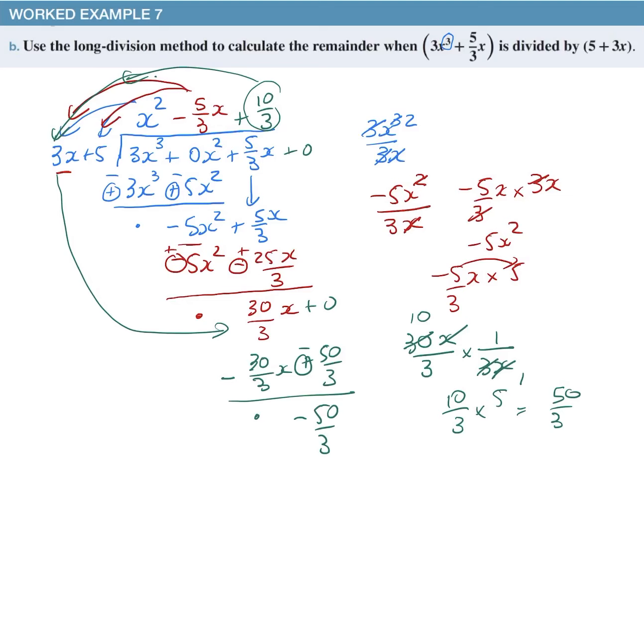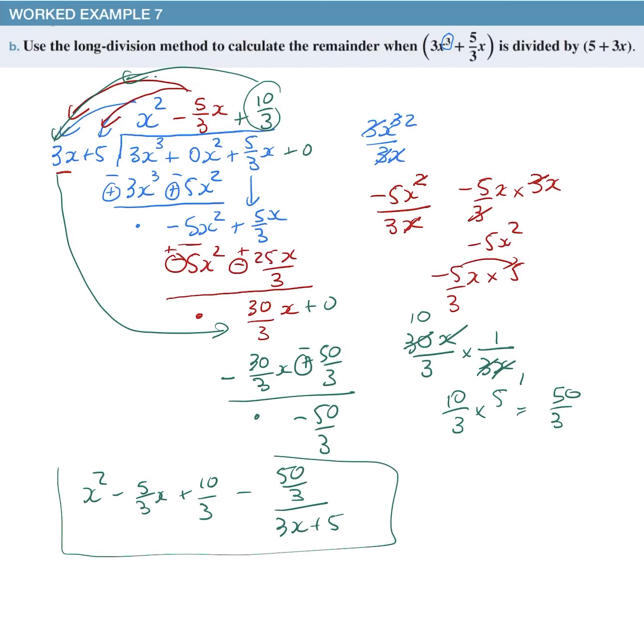If they ask us to rewrite this as a partial fraction, it will be x squared minus 5 over 3x plus 10 over 3 minus 50 over 3 over 3x plus 5. That's not what they ask us. This is just some extra. What they ask us, what's the remainder? That's the remainder, so I'll just say the remainder equals negative 50 over 3.